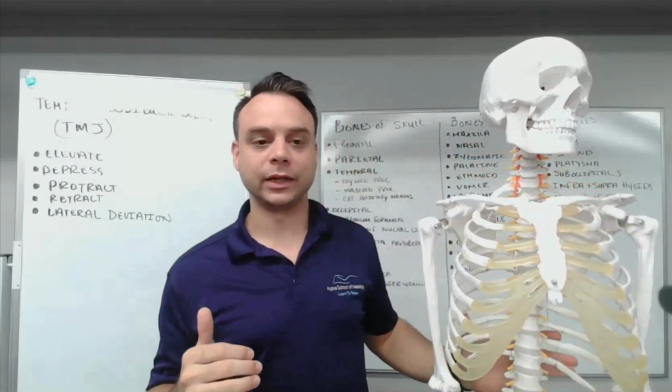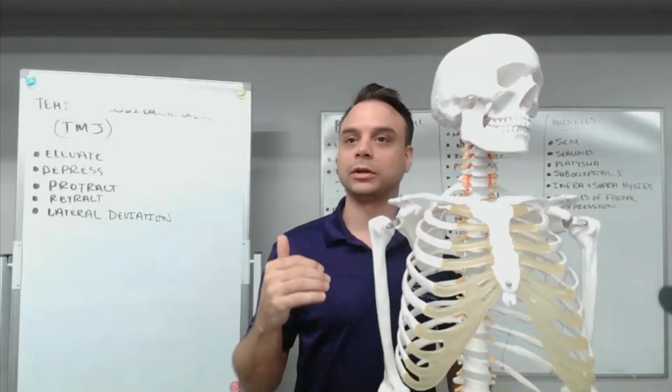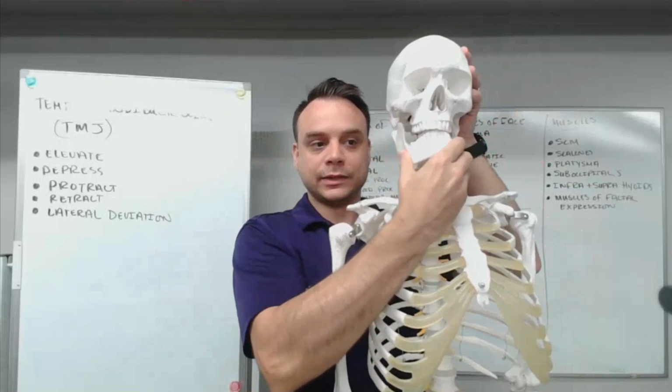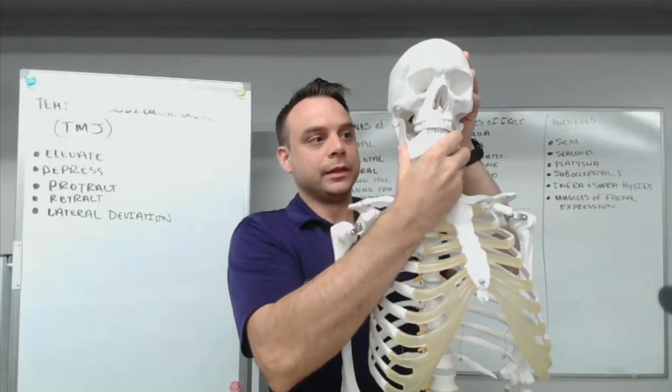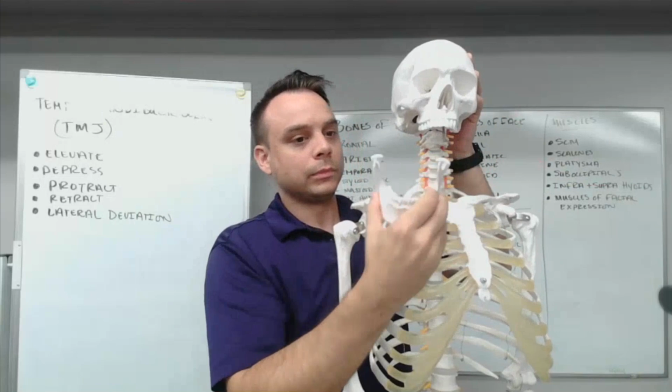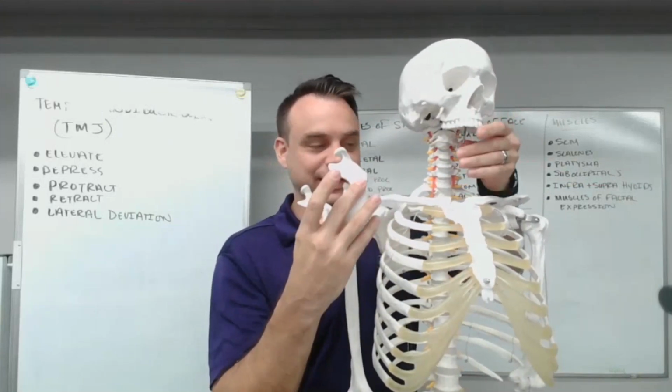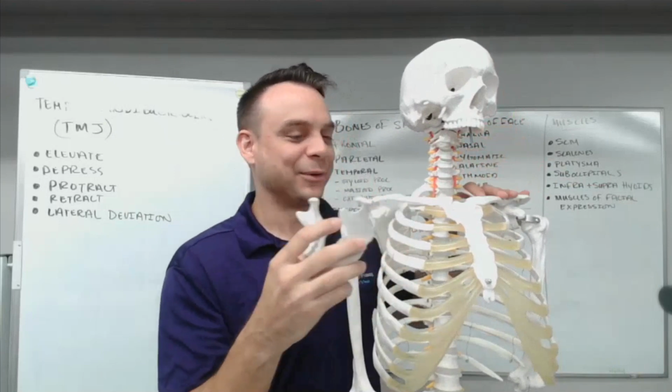And our last movement here is deviation, or what we call lateral deviation, which is to move to the side. So moving to the side, left and right, is called... Whoops. It's called lateral deviation.